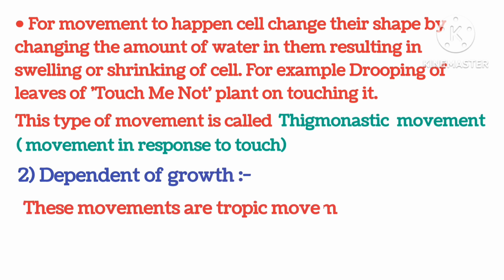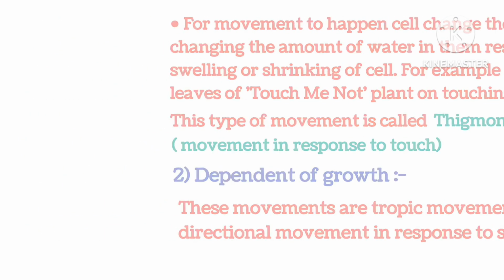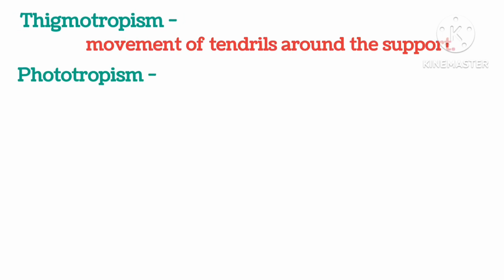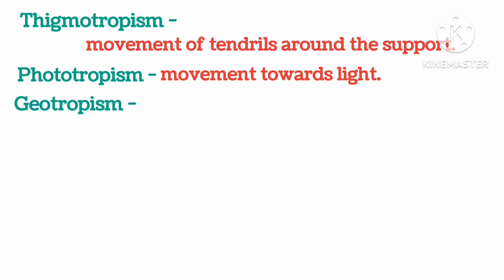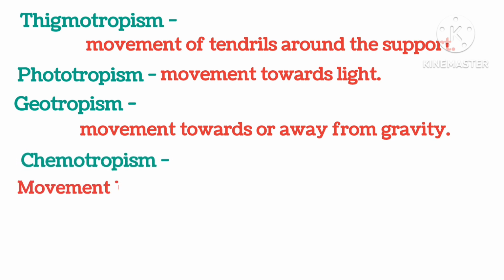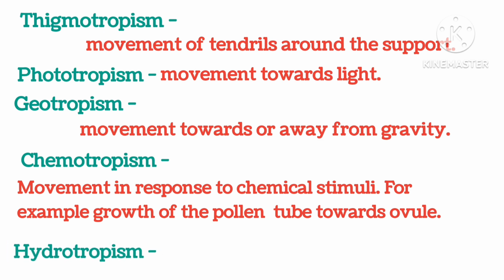Now, dependent on growth, these movements are tropic movement, that is directional movement in response to stimulus. So, there are following types: thigmotropism, which is the movement of tendrils around the support; phototropism, movement towards light; geotropism, movement towards or away from gravity; chemotropism, movement in response to chemical stimuli, for example, growth of pollen tube towards ovule; and hydrotropism, movement towards water.